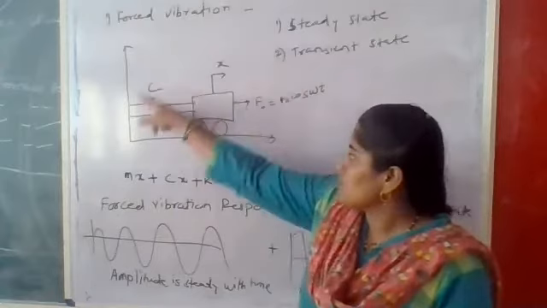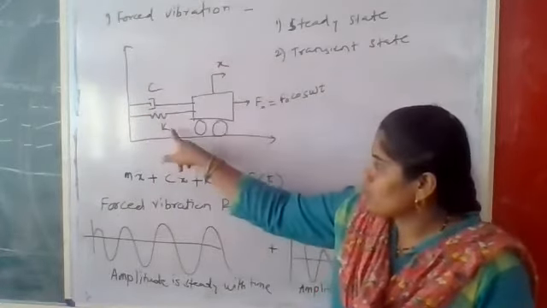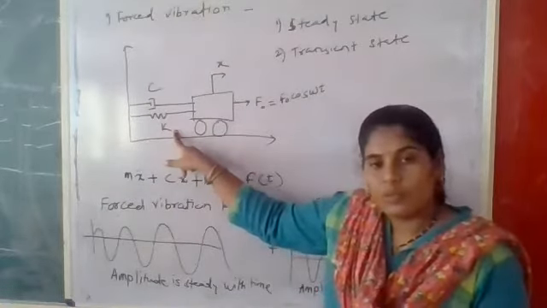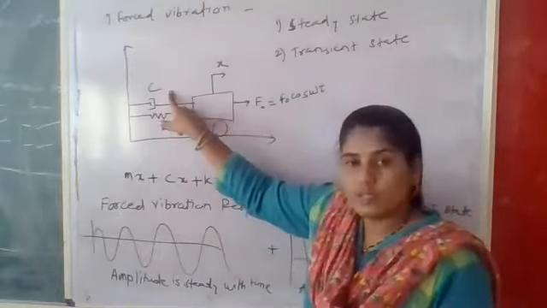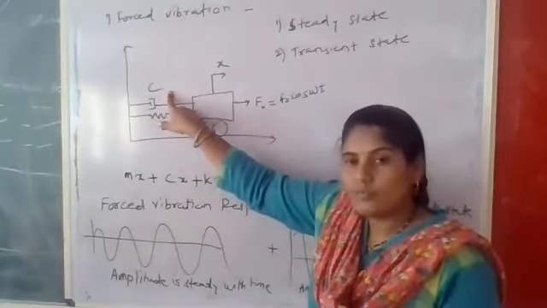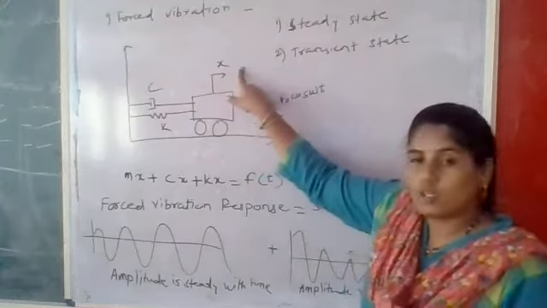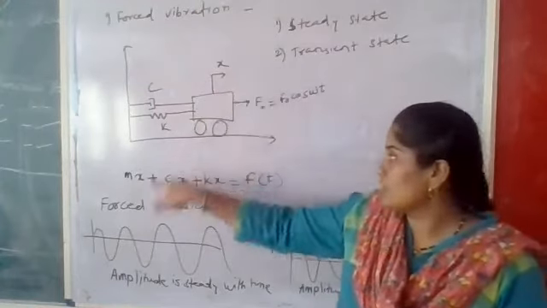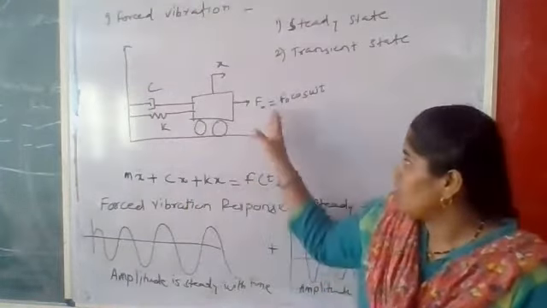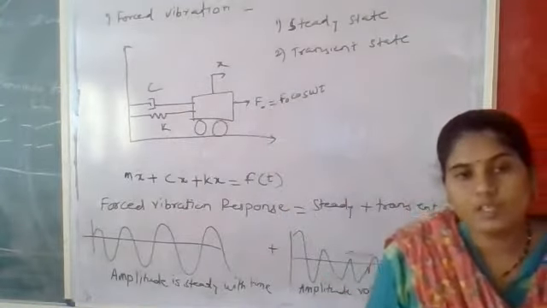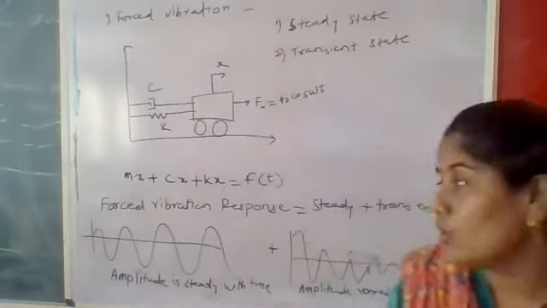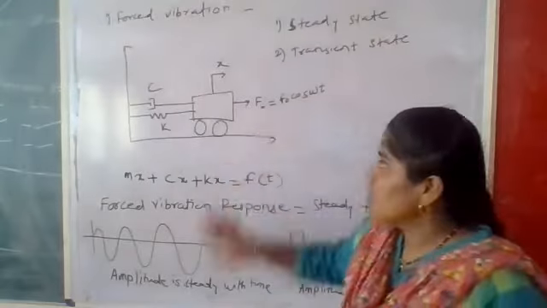Okay, in this system there are three forces. Because of the spring K, the spring force will be produced. Second, because of the damping coefficient, the damping force will be produced. Third, because of the displacement with respect to the spring, k into x. And lastly there is an external force, that is F naught, that is applied to the system.